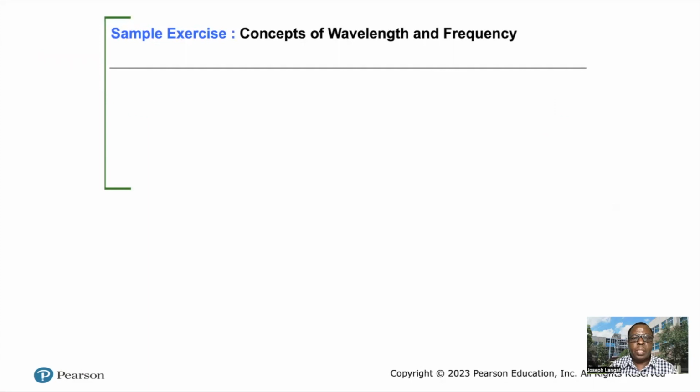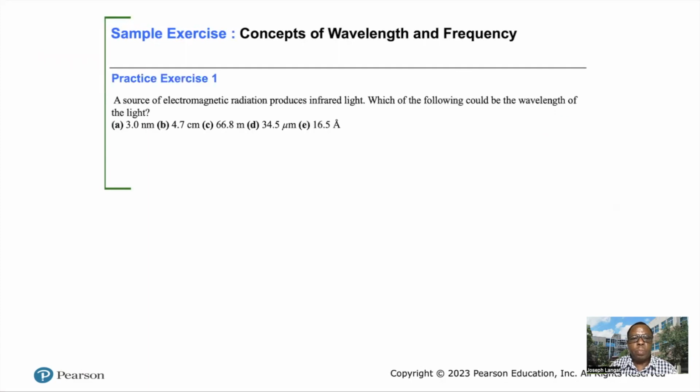So you look at it. Let's see, conceptual on frequency. You'll be asked to calculate the wavelength or frequency, but this is conceptual. Practice exercise 1: a source of electromagnetic radiation produces infrared light. Which of the following will be the wavelength? It's not calculation. Let's underline the word infrared, and we are looking at the wavelength.